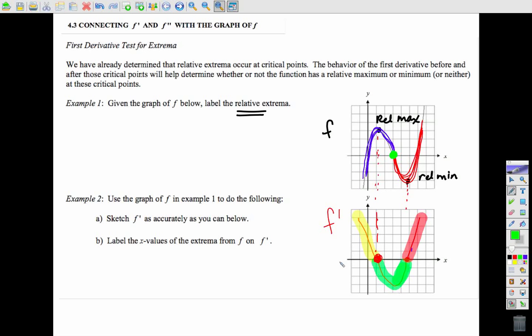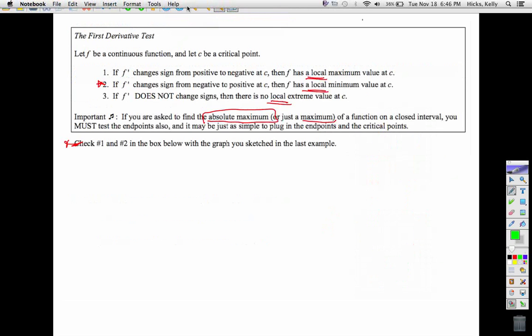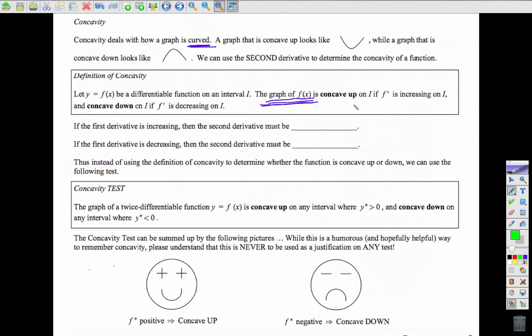Well, the second derivative is the slope of this graph, right? This is the first derivative. It's the slope of the original function. The second derivative is going to be the slope of the first derivative. So where the first derivative is increasing, what kind of slope do you have? Well, it is positive. And similarly, if the first derivative is decreasing, then the second derivative must be negative.